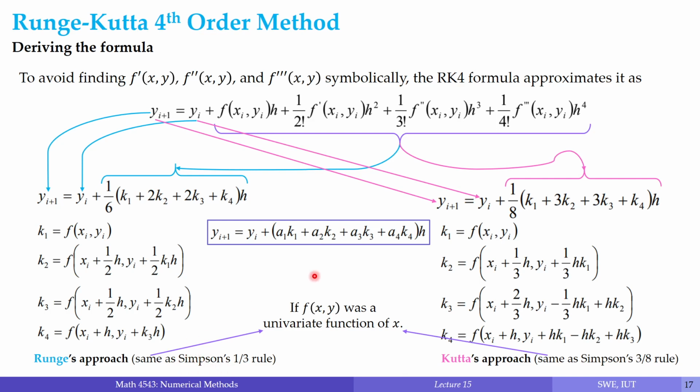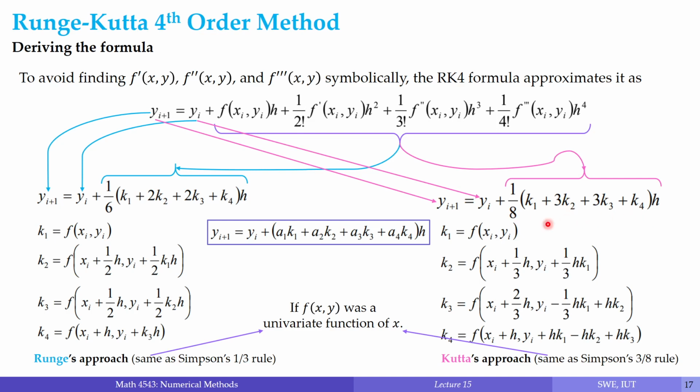And in the case of Mr. Gupta, his approach was something like this. We apply a weight of 1 by 8 to the first slope value, a weight of 3 by 8 to the second slope value, a weight of 3 by 8 to the third slope value, and a weight of 1 by 8 to the fourth slope value.